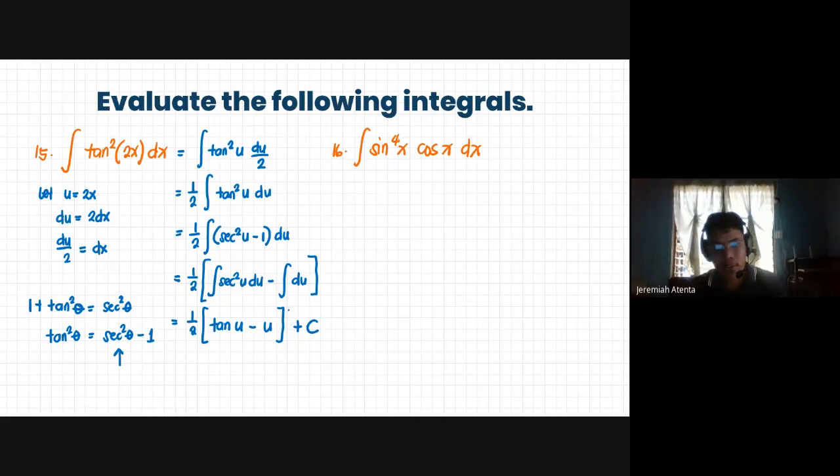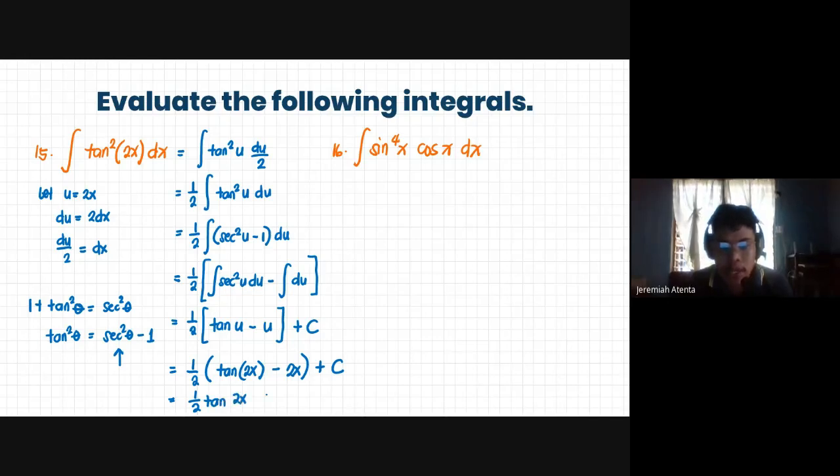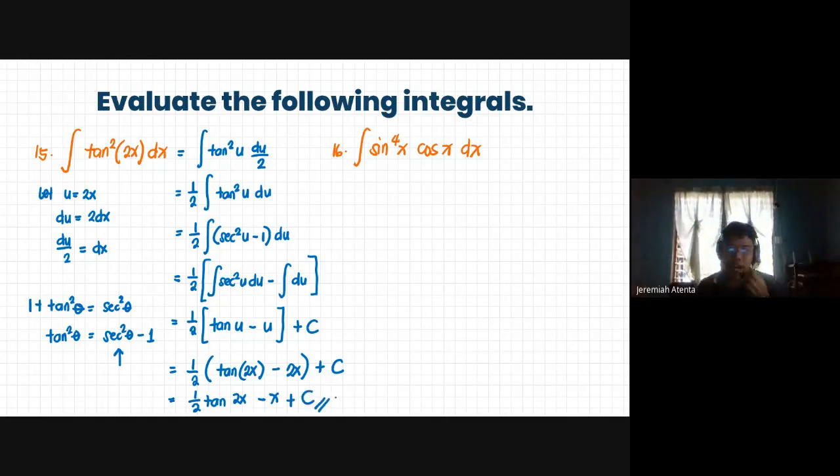Or, simplifying, you have 1/2 times tangent 2x minus 2x plus c. Or you can distribute the 1/2. So this is just 1/2 tangent of 2x minus 1/2 times 2x, which is just x, minus x plus c. And this is now our final answer.